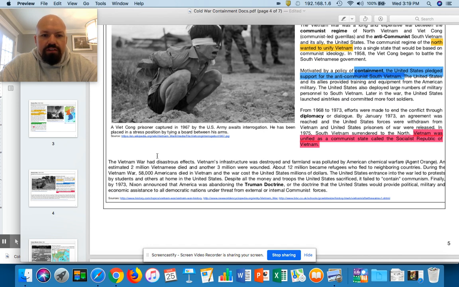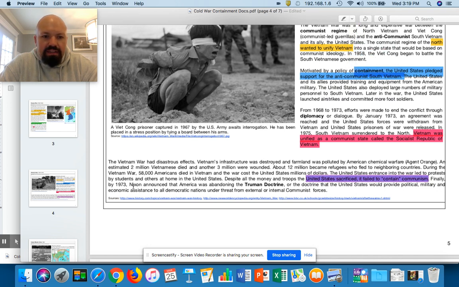The Vietnam War had disastrous effects. Vietnam's infrastructure was destroyed and farmland was polluted by American chemical warfare, Agent Orange, or the napalm. An estimated 2 million Vietnamese died and another 3 million were wounded. About 12 million became refugees who fled to neighboring countries. During the Vietnam War, 58,000 Americans died in Vietnam, and the war cost the United States millions of dollars. The United States' entrance into the war led to protests by students and others at home in the United States. Despite all the money and troops the United States sacrificed, it failed to contain communism. Okay, so let's also highlight that.